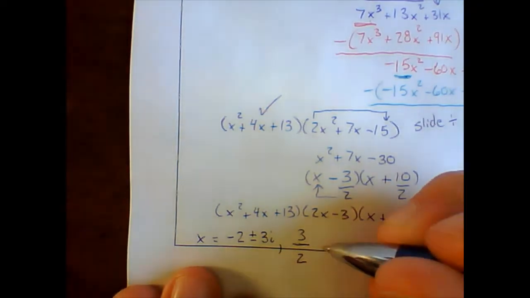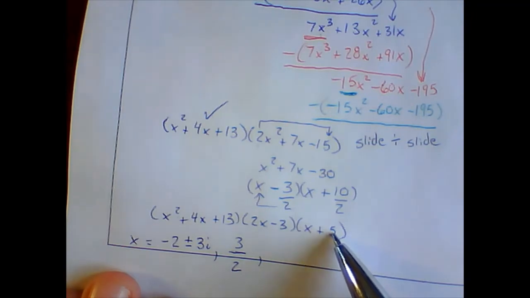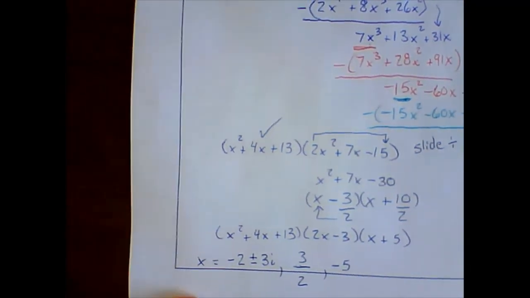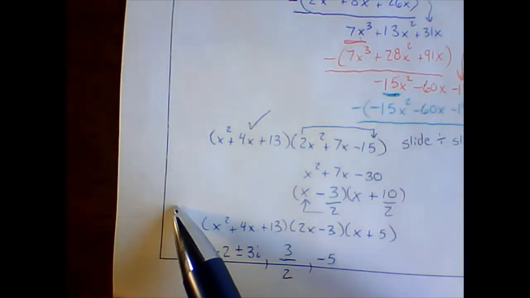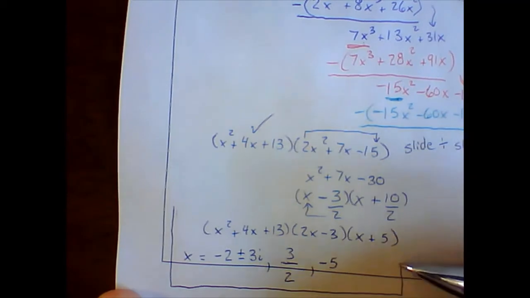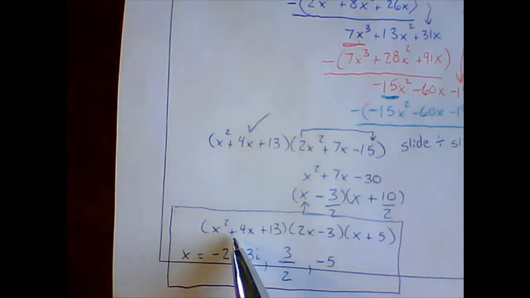The last root is in the last parenthesis. It's a positive 5, so you grab a negative 5. The x doesn't have anything in front of it, so we don't have to worry about that. And this is the complete answer. You have the factoring, the one with the i's and the other 2 factors, and then we have all of the answers, all of the roots, and we have completed the problem.